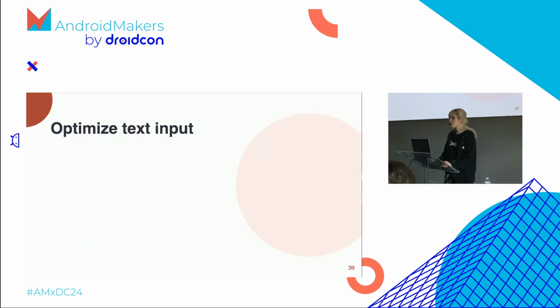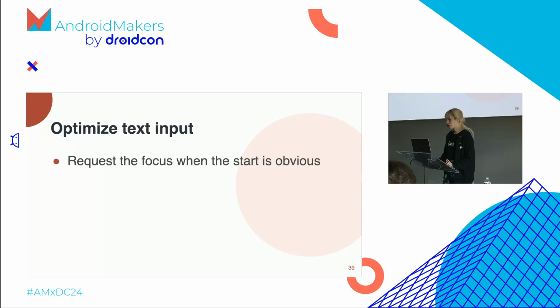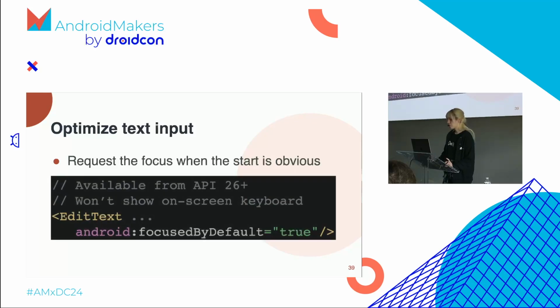And sometimes you can also help the user to skip some steps by requesting the focus on a text field that should very obviously be the start of the UX. And you can do that by setting this attribute, focus by default. And note that this attribute will not display the on-screen keyboard. If you want, you can request that separately, but please don't overdo it. It can be quite frustrating when you have the keyboard pop up all of a sudden on the screen, especially when you're not done reading what's on the screen.